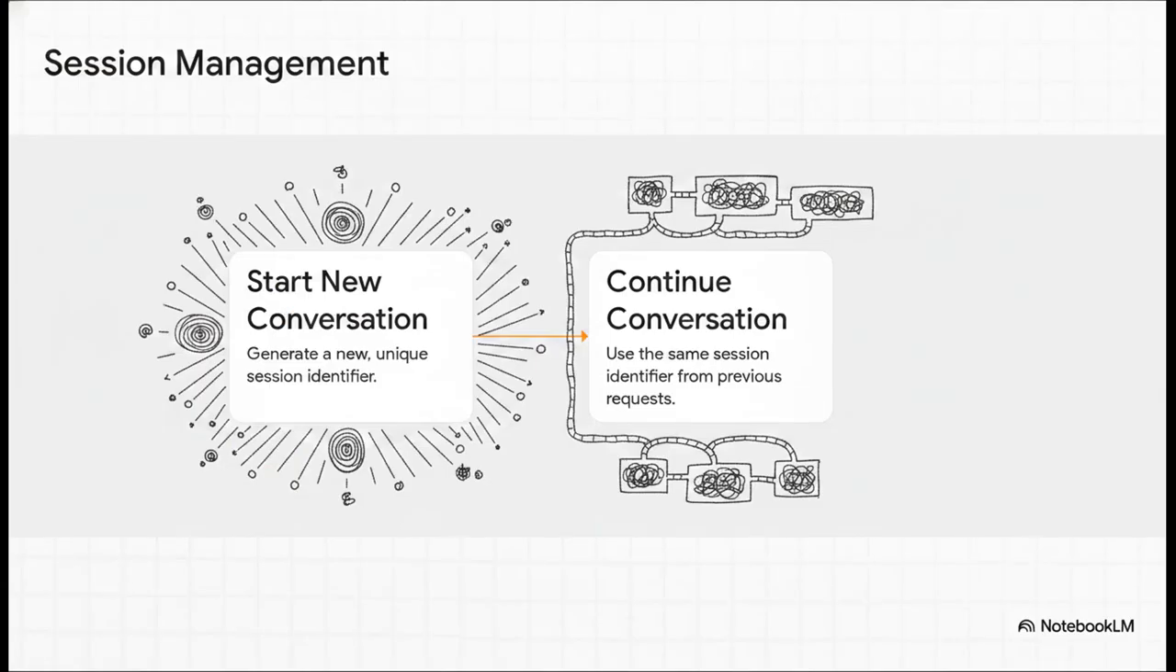When a user starts a brand new chat, your application just needs to generate a completely new, unique session ID. Then, for every single message after that, in that same conversation, you just reuse the exact same ID. That's it. That's the secret sauce that lets the agent link all the messages together.